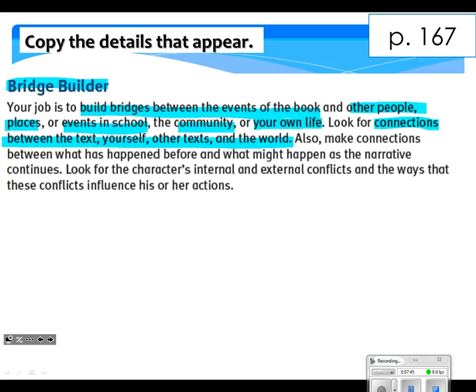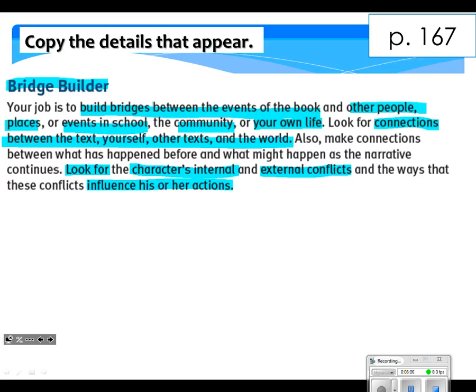They're essentially looking for connections between stories, connections between what's happening to a character in themselves, connections between what's happening in that book and what's currently happening in the world in other countries. Not only does the bridge builder examine and make connections, they also analyze specific characters, main characters.